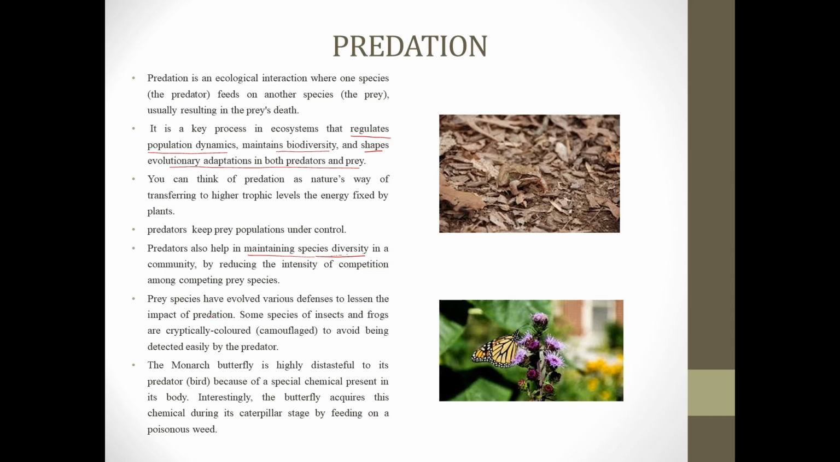Some species of insects and frogs are cryptically colored or camouflaged to avoid being detected, right? So here in this diagram, you can clearly see a frog which is camouflaged in the environment so that it does not get detected by its predator. Now the monarch butterfly is highly distasteful to its predator, which is a bird, because of the special chemical present on its body. The butterfly acquired this chemical during its caterpillar stage by feeding on a poisonous weed.